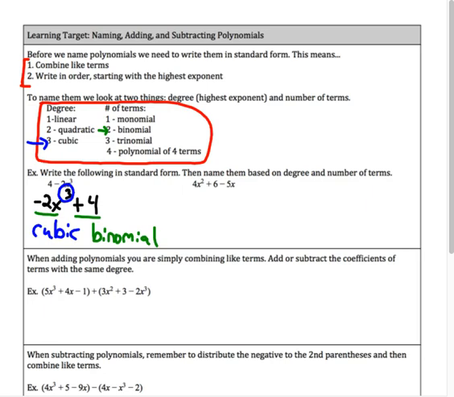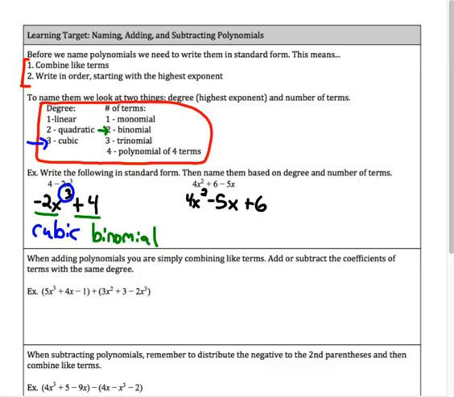Looking at the next one. So again, the first concern is writing it in order. Well, the 4x squared does have the highest power, but now the other two need to be flipped. This should be a negative 5x next because the x has a higher power than just a constant number.